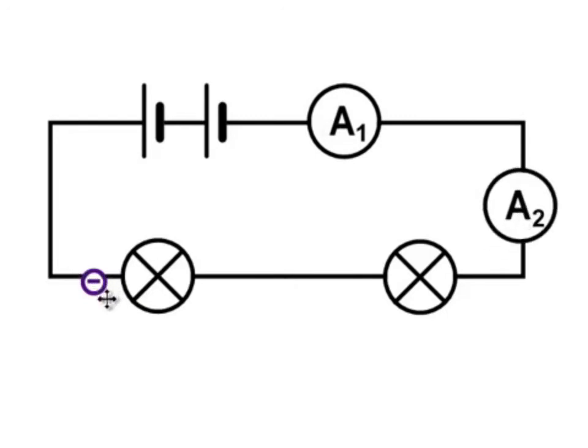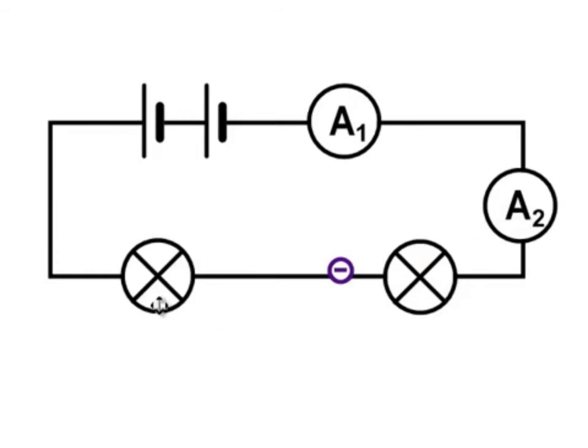Now as this electron flows around the circuit, you'll notice that whenever it passes through the first ammeter, A1, it also passes through the second ammeter, A2. It also passes through both of the bulbs, then through both of the cells, and then it passes through the first ammeter again, and the second ammeter again. So every time it passes through the first ammeter, it also passes through the second ammeter.